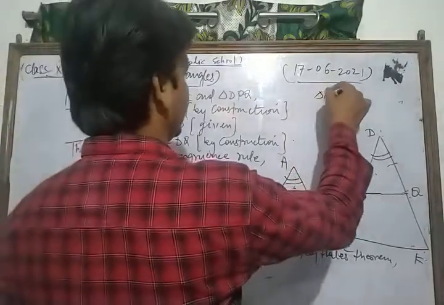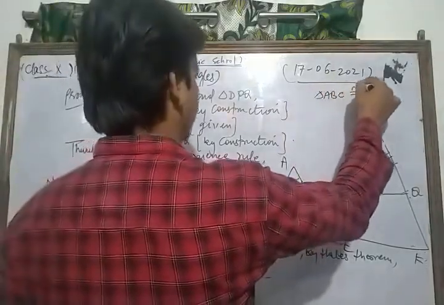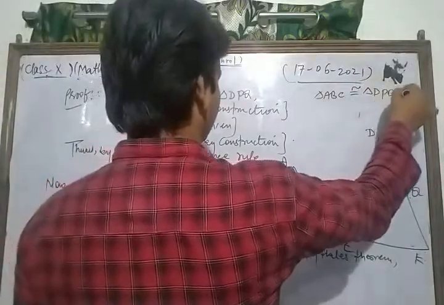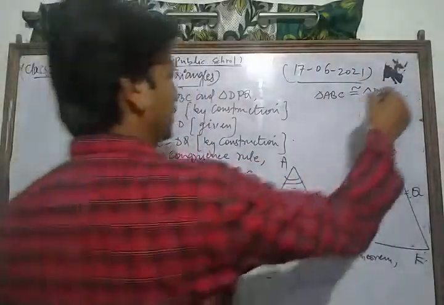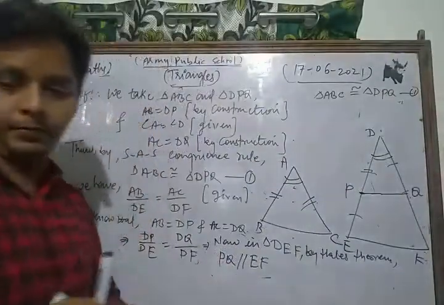Now look, take this as equation one. Write it in this way here. Equation 1 is: triangle ABC is congruent to triangle DPQ. Okay, this is equation 1 now.